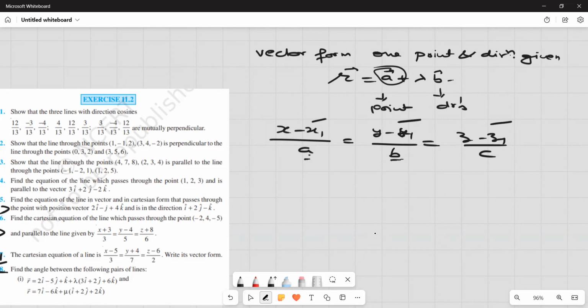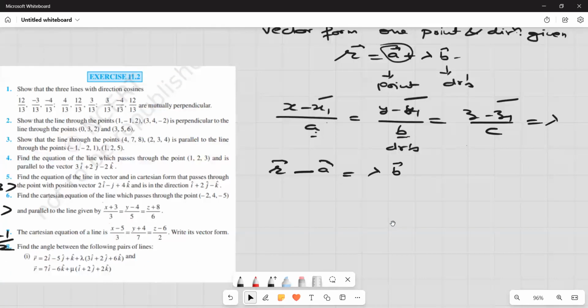These are the DRs. a, b, c are the DRs of the line. So isn't it x, y, z is for r minus a is equal to, if I take this as lambda, so this will be lambda vector b. Clear? That's why r = a + λb in the vector form, and Cartesian form it is (x − x1)/a = (y − y1)/b = (z − z1)/c, where a, b, c are the DRs and x1, y1, z1 is the position vector of a point.